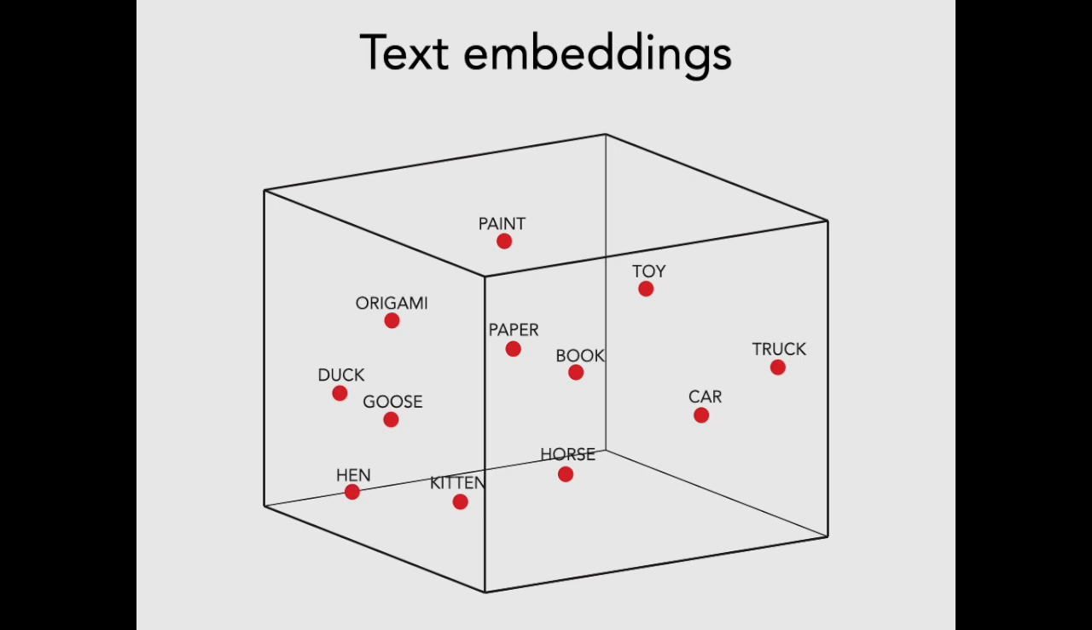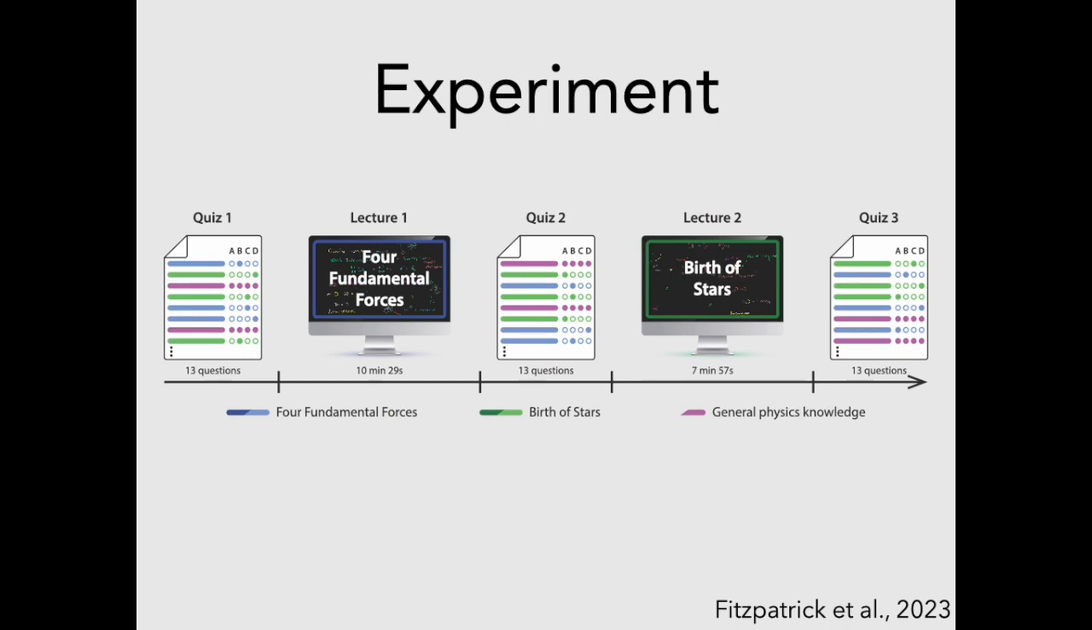Because these models are trained on huge text corpora that cover an incredibly broad range of content, text embeddings define a space for systematically organizing how different concepts relate. In one recent study, we used these sorts of text embeddings to follow how people's knowledge changed as they watched online course videos from the Khan Academy platform.